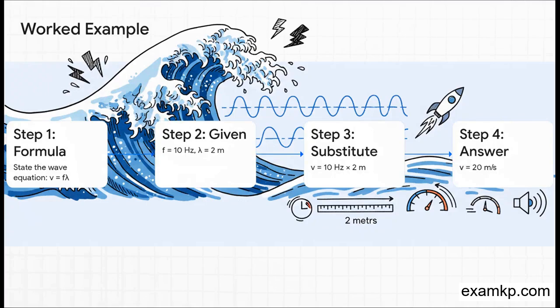Say a question tells you a wave has a frequency of 10 Hz and a wavelength of 2 meters. What's its speed? Well, first things first, you state your formula, V equals F lambda. Then, you just substitute the values you are given. V equals 10 times 2. And your answer is 20 meters per second. See? Simple as that.